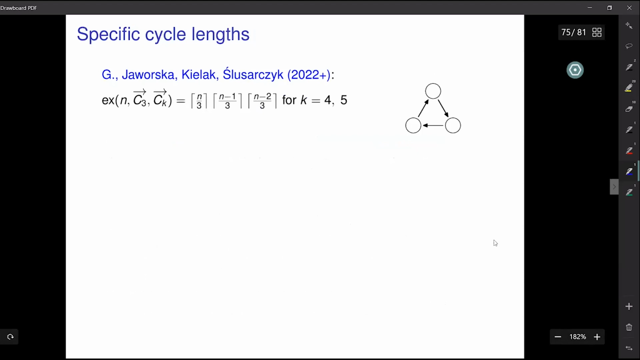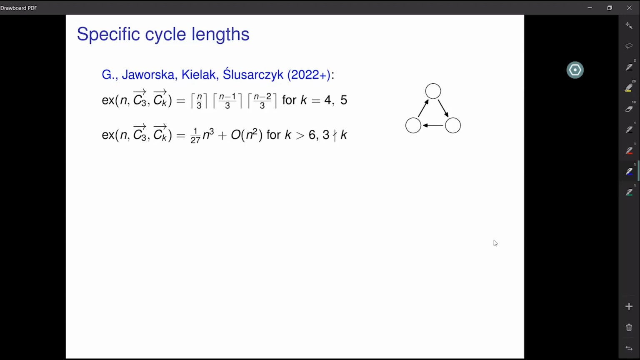As for specific cycle lengths, when we are maximizing triangles and forbidding C4 or C5, then it's quite easy. The best you can do is just a blow-up of a directed triangle, a balanced blow-up. For higher forbidden cycles, which are not multiples of 3, it's the same construction, but there can be some small trash inside. I mean, you can have some disjoint directed triangles inside one of the blobs. So the value will be slightly bigger, but it's a lower order difference.